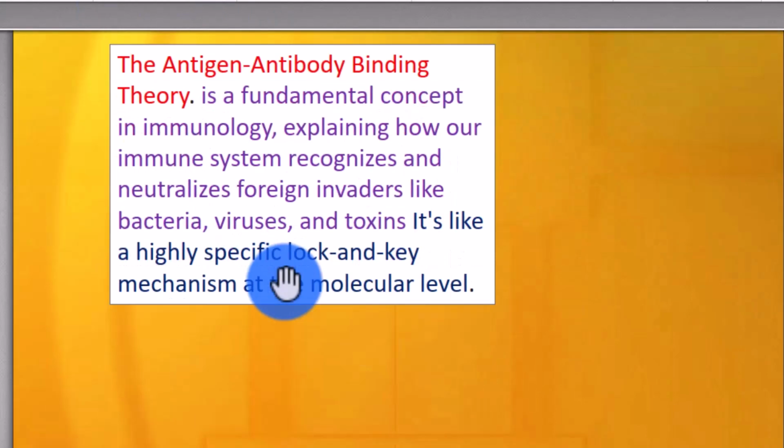Antigen antibody binding theory is a fundamental concept in immunology, explaining how our immune system recognizes and neutralizes foreign invaders like bacteria, viruses, and toxins. It's like a highly specific lock and key mechanism at the molecular level.